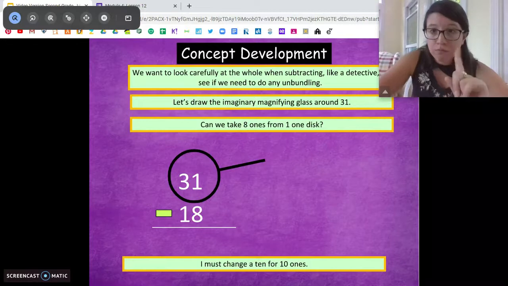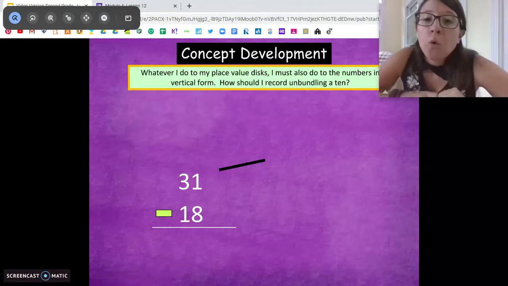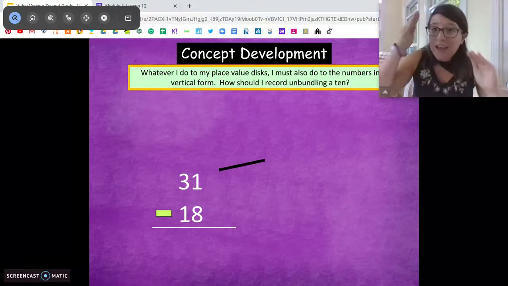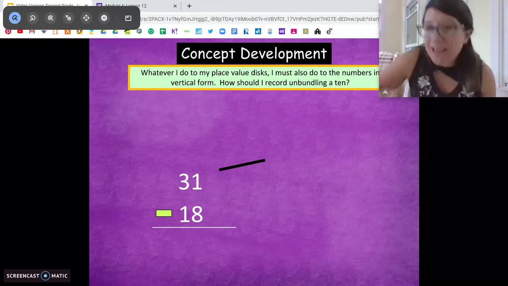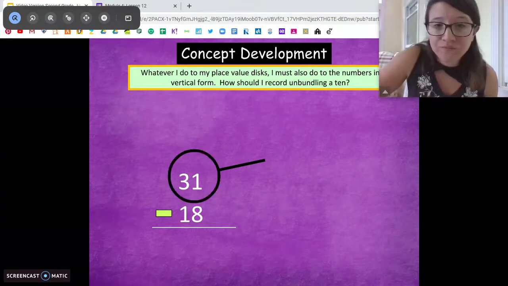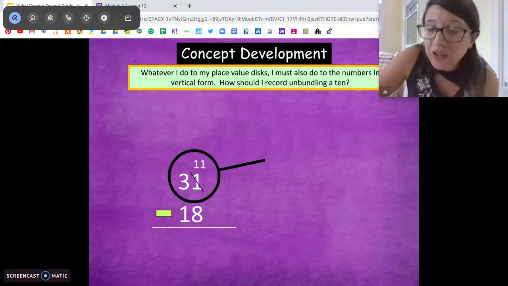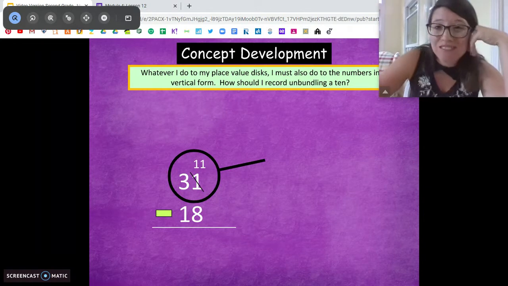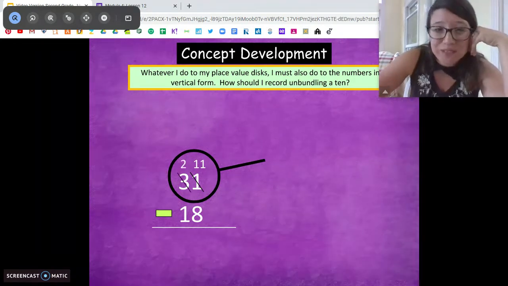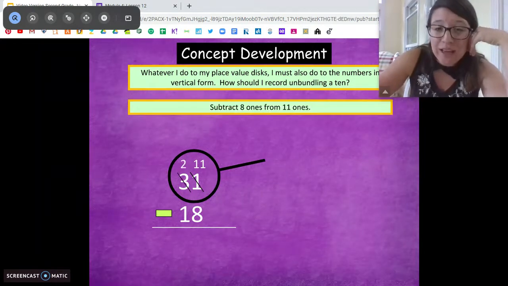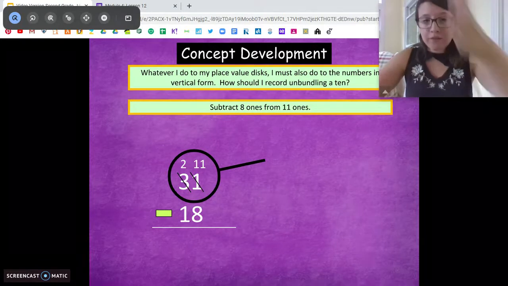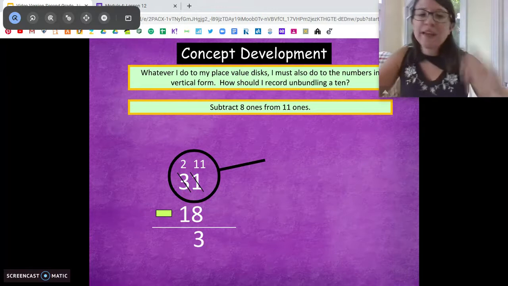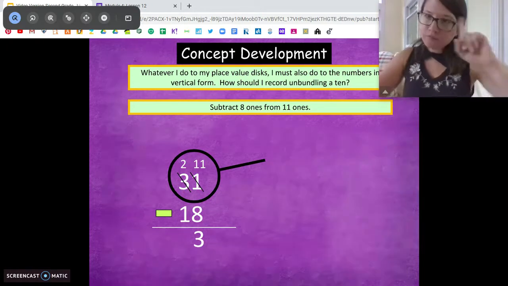So here's how. We're going to change the 1. We're going to add 10 ones to that. What's 1 plus 10? 11. Good. Now, if we took 10 away from there, do we still have 3 10s? We don't, right? We have 2. So now we're just going to subtract. 11 minus 8 is 3. And 2 minus 1 is 1.